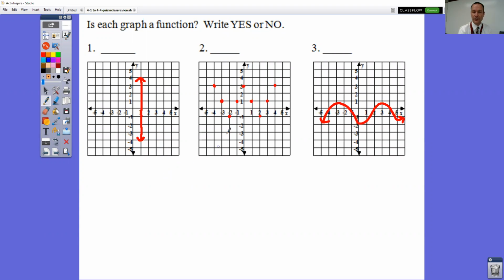In questions 1, 2, and 3, remember that it is a no if there are two dots right directly above each other. If there's two dots right directly above each other, it is a no. They could be really close together or they could be far apart. But if they are directly above each other, then it is a no. Go ahead and try 1, 2, and 3, please.